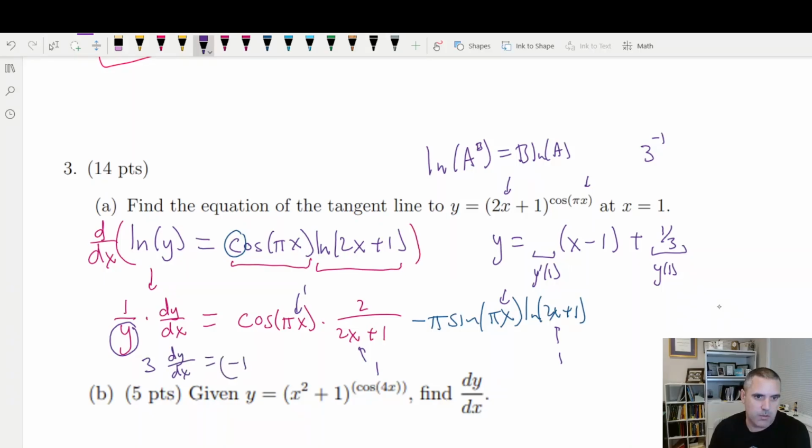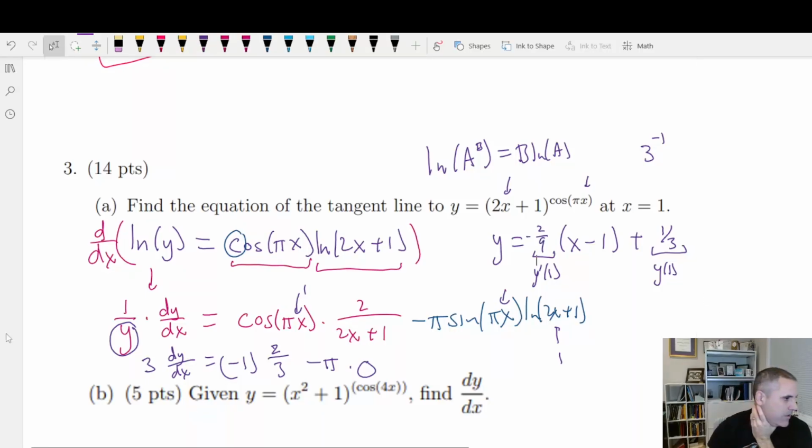This becomes negative 1. You need to get really good at knowing these values if you're going to continue on in these courses and be successful. There's plugging in a 1 there. This is going to be a pi. When I plug in a 1, oh, it's just 0. And so I get negative 2/9. Yes, it matches my solutions.